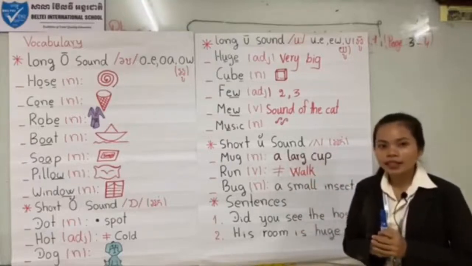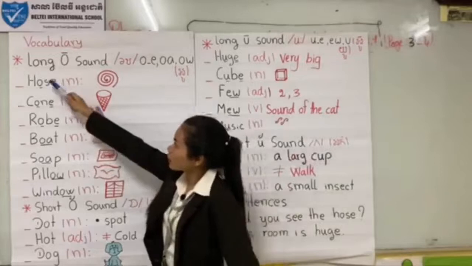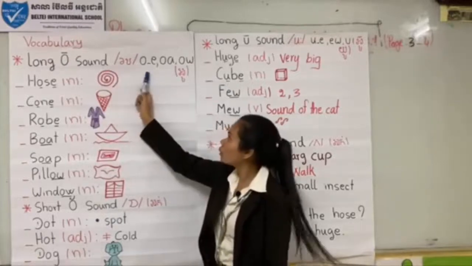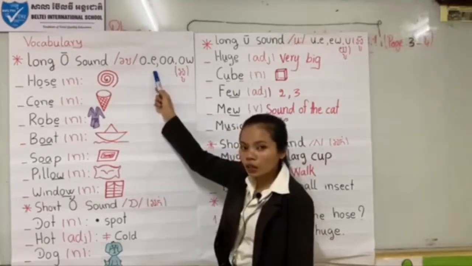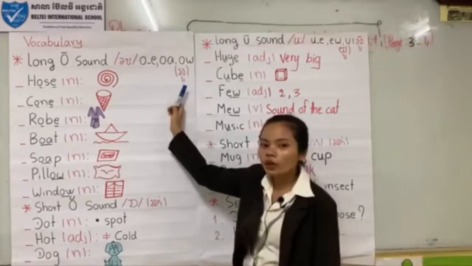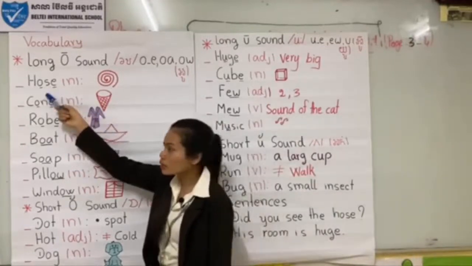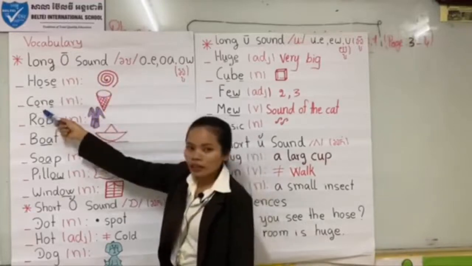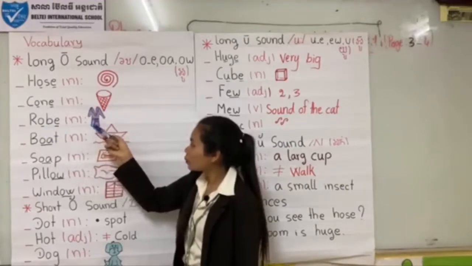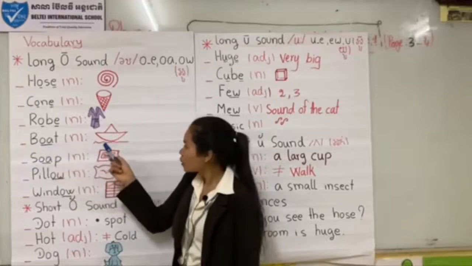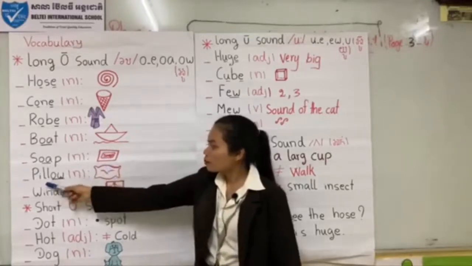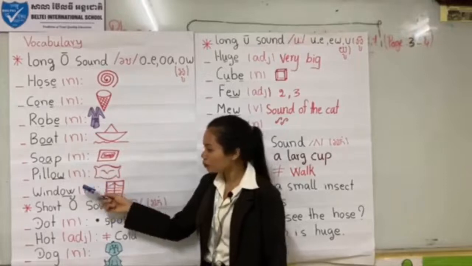Okay, everybody. Now let's read one more time together. So start with here. Long O sound: O. O silent E. O. O-A. O. O-W. O. Hose. Cone. Robe. Boat. Soap. Pillow. Window.